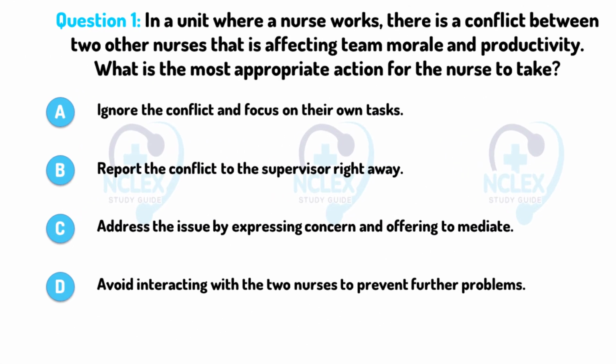In a unit where a nurse works, there is a conflict between two other nurses that is affecting team morale and productivity. What is the most appropriate action for the nurse to take? A. Ignore the conflict and focus on their own tasks. B. Report the conflict to the supervisor right away. C. Address the issue by expressing concern and offering to mediate. D. Avoid interacting with the two nurses to prevent further problems.